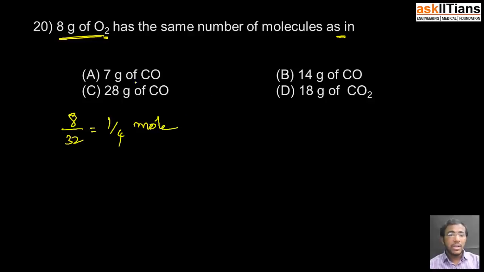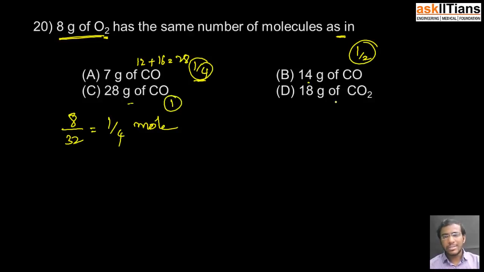So let's see, out of these options the number of moles equal to 1 by 4. 7 grams of CO: 12 plus oxygen 16, so it is 28. Mass is 7, so 7 by 28 is 1 by 4. So you're getting 1 by 4 in this case, so it contains the same number of molecules. And let's see, it is 14 grams, so it is 14 by 28. This is only half mole. And this is 28, this is 1 mole, and this you'll get some other value. So the number of moles are equal only in this case, so they are going to contain the same number of molecules. So A is going to be the correct option.